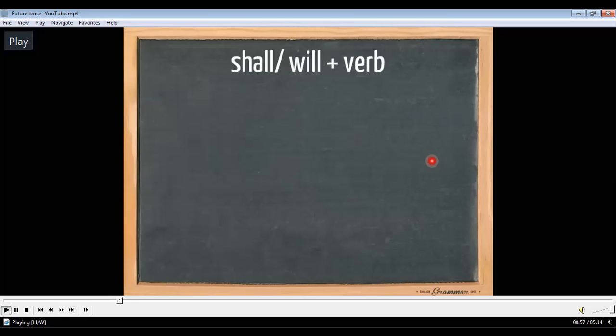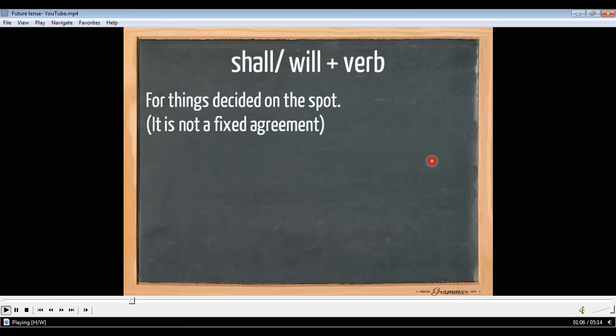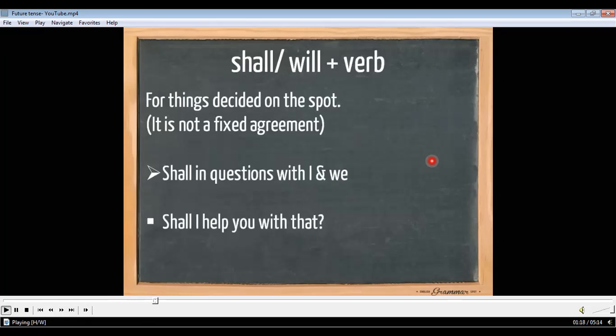Let's look at shall and will plus the base form of the verb. We use this form for things decided on the spot. They are not fixed agreements and they are not very likely to follow through. We need to pay extra attention to shall because we only use shall in questions with I and we. Shall I help you with that? And shall we go for a swim?